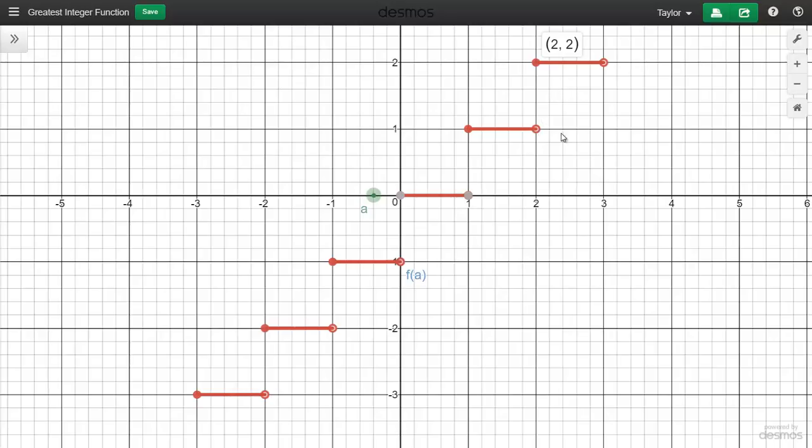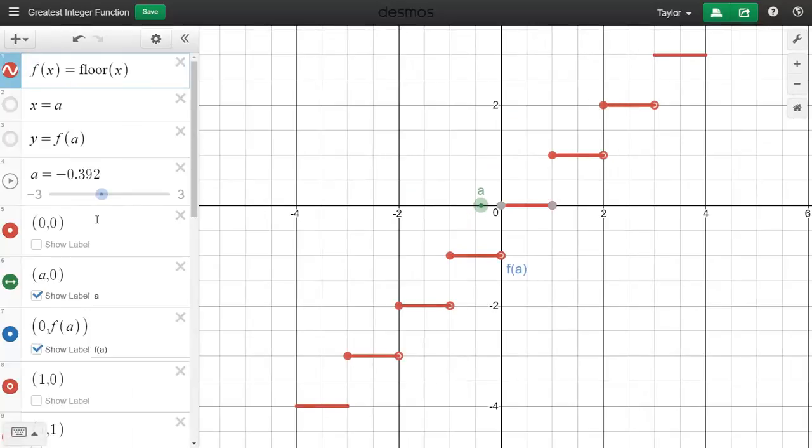So this function has an open dot here, but a closed dot there, because in order for it to be a function, it has to pass the vertical line test. So these two can't both be f of 2. F of 2 is defined here because the greatest integer less than or equal to 2 is 2. Okay, so this is what the graph looks like. You're going to have open dots here, closed dots here.